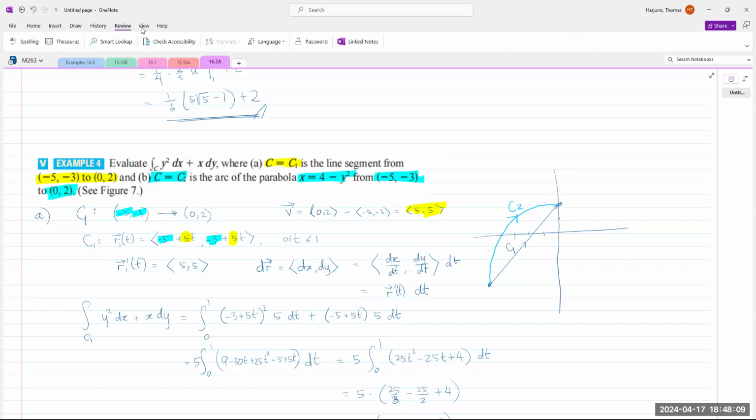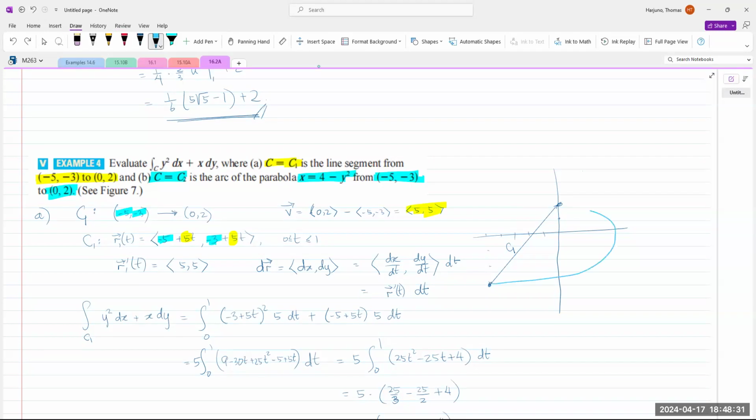X equals 4 minus y squared. Actually, I'm sorry, that's not what it looks like. My bad. It actually looks like this. Yeah, it actually looks like that. I somehow thought of this as y equals 4 minus x squared, but then I realized, hey, that's not it.